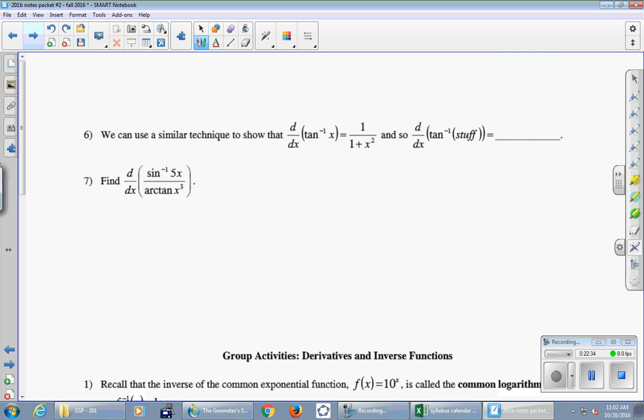We can use a similar technique to find the derivative of inverse tan of x. In fact, you're going to do that in the activity. So for right now, you're just going to take my word for it that the derivative of inverse tan will turn out to be 1 over 1 plus x squared. You will prove that in the activity. New derivative rule means we've got a new chain rule to apply. So 1 over 1 plus x squared becomes what for the stuff here? 1 over 1 plus stuff squared. And then at the end, times derivative of stuff.